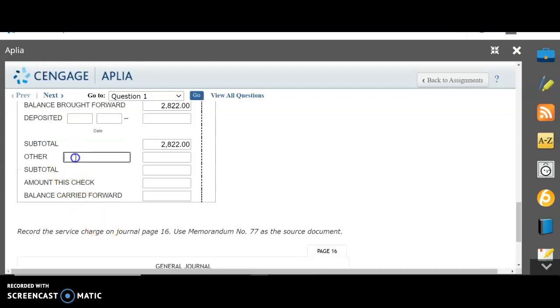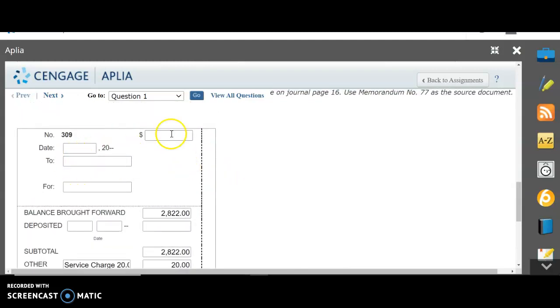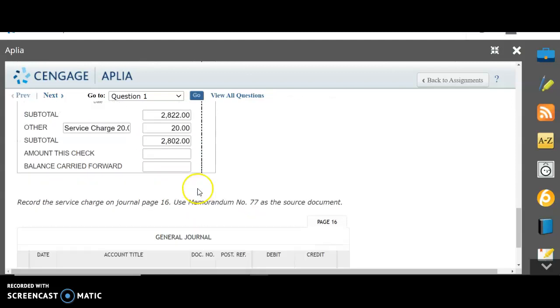And where it says other, we write the service charge of $20. And we carry that over to the amount here. And then we have a subtotal here, so we have to subtract 2822 minus that $20, and it was 2802. And that's all we have to fill in for the check stub. If we were writing a check, we'd fill in the rest, but we are not currently doing that.